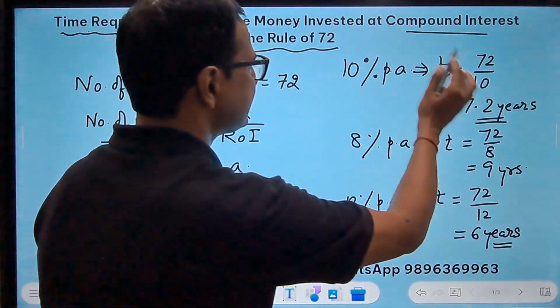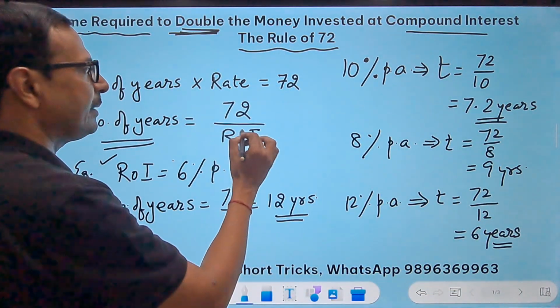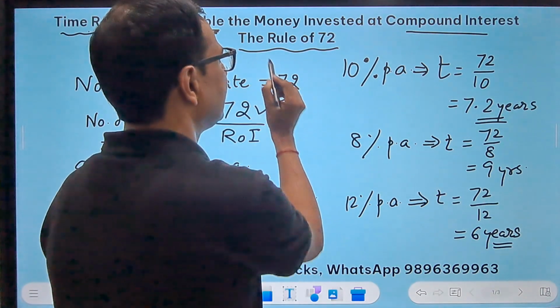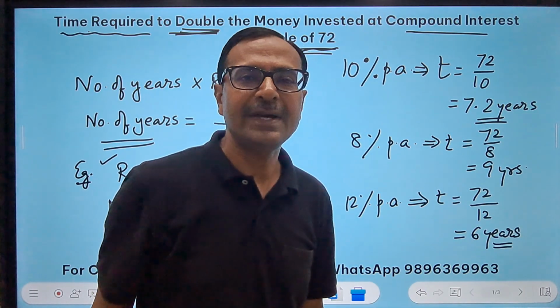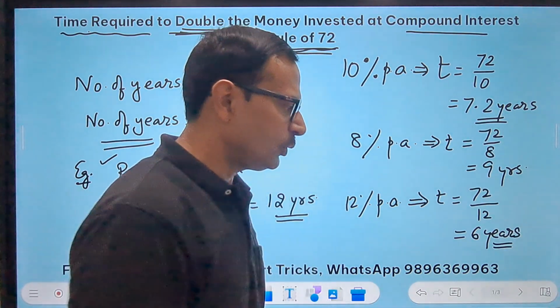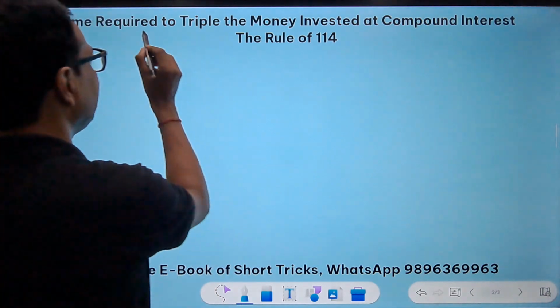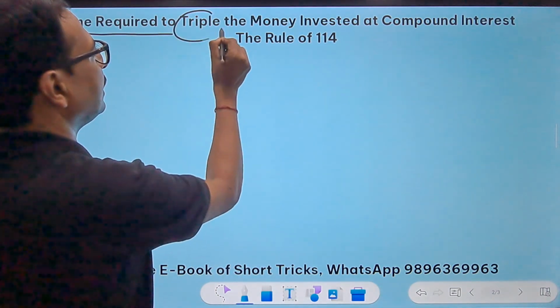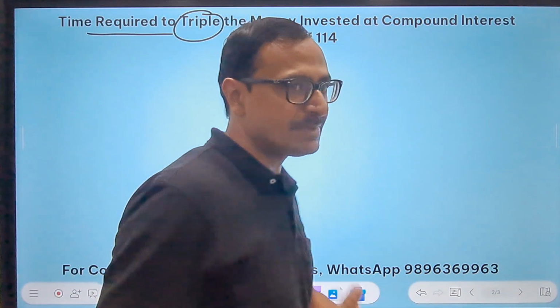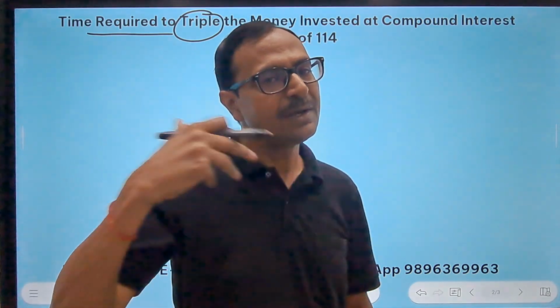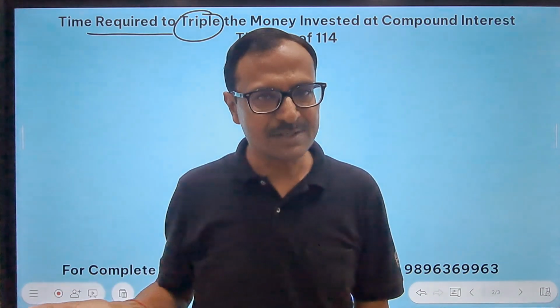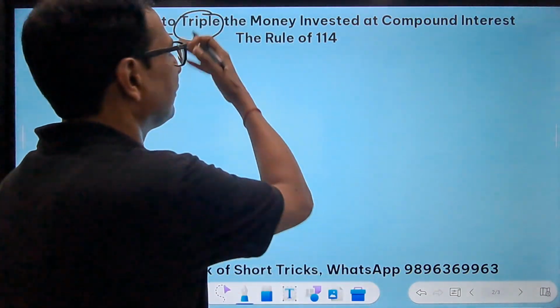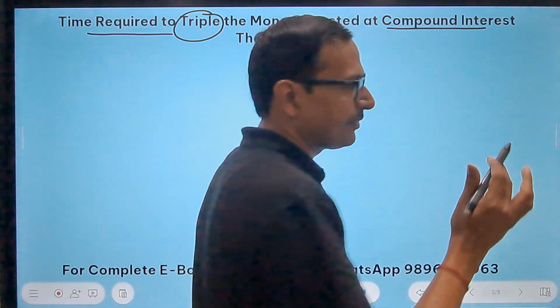So we are dividing the ROI by 72, right? And that is why the rule is known as the rule of 72. Likewise, we can find the time required to triple the money. Three times itself, so 100 rupees becomes 300 rupees, or 12,000 rupees becomes 36,000 rupees. That is tripling of the money at compound interest, obviously.